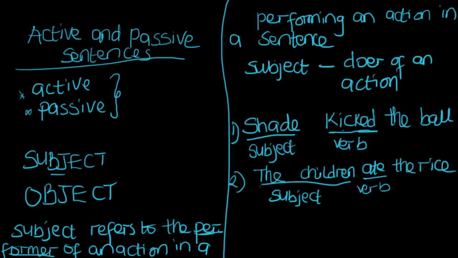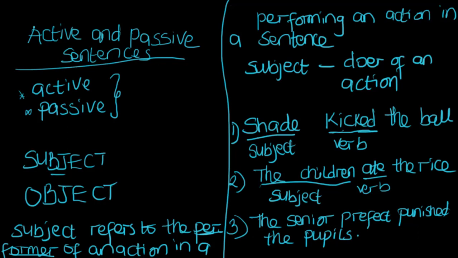Can we take other examples? Yes. Let's take another example. The senior prefect punished the pupils. What action is being performed? The action of punishing. So punishing is the verb, right? Who is punishing? Who is doing something? The senior prefect. So the senior prefect is the subject.